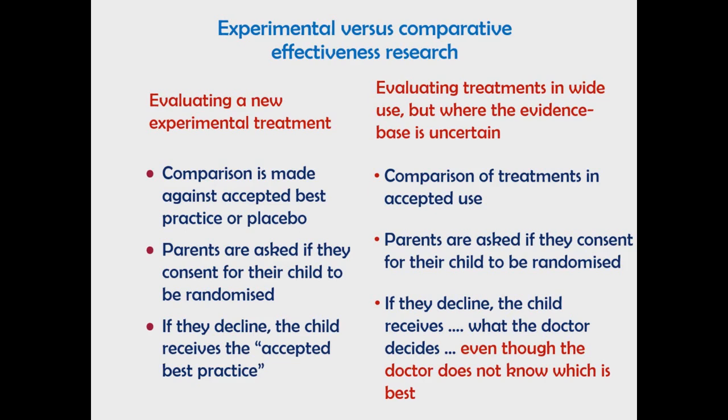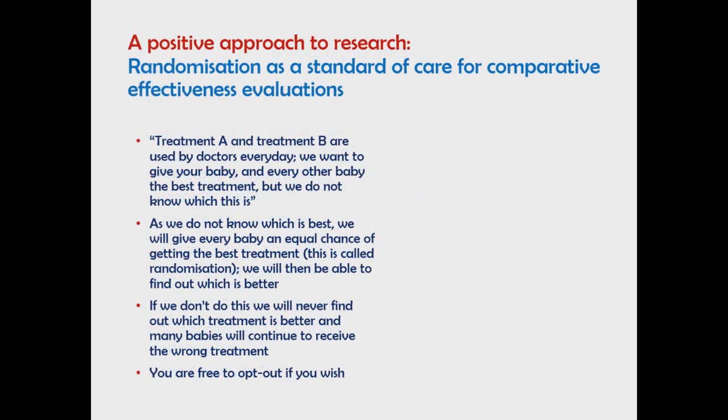How could we do better? Well, consider this. Consider saying to parents, treatment A and treatment B are used by doctors every day, and we want to give your baby the best chance of receiving the best treatment, but we don't know which it is. As we don't know which is best, we want to give every baby the same equal, fair chance of receiving the unknown best treatment. And this is called randomization. And we'll then be able to find out which treatment is better.